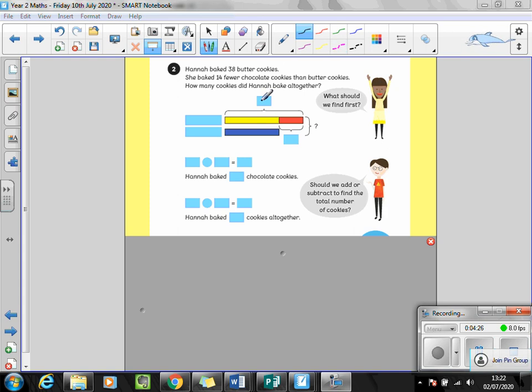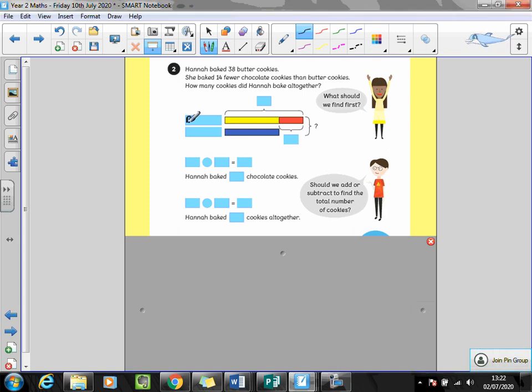So if we have a look at our diagram, our bar model, the top bar shows us how many butter cookies she made. I'm going to put a B there for butter. And we know that altogether she made 38. Okay. We also know that she baked 14 fewer chocolate cookies than butter cookies. So this red bar shows the 14 fewer chocolate cookies than butter cookies. Okay, so the blue bar model is for the chocolate cookies.